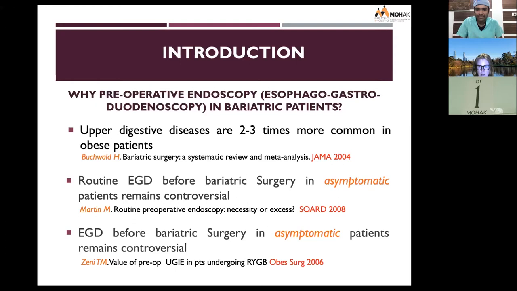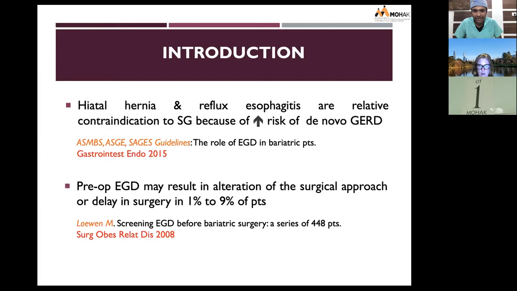Hiatus hernia and reflux esophagitis are relative contraindications to sleeve. But again, most surgeons would repair the hiatus with a sleeve, and the controversy goes on, with no consensus between surgeons. Preoperative endoscopy may result in alteration of surgical approach or a delay in surgery in 1 to 9% of these patients. So we have to think about what alteration is going to happen if all of us are doing an endoscopy, and what sort of findings we're going to face which would change the entire course of our procedure.